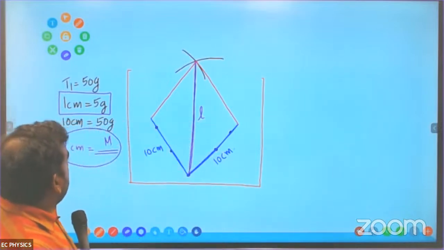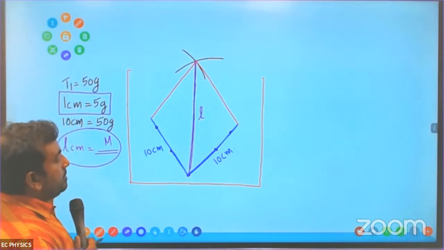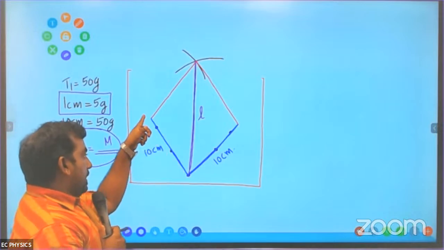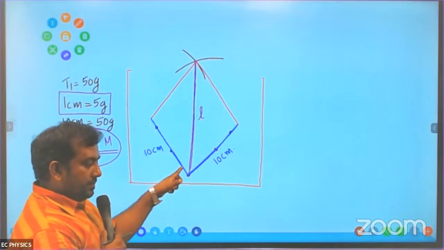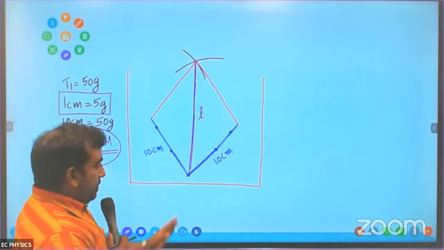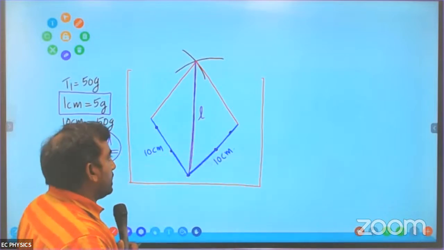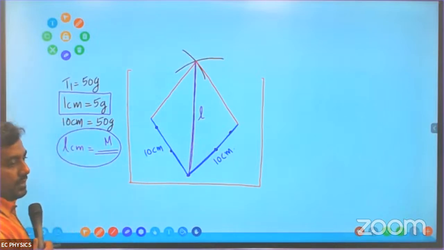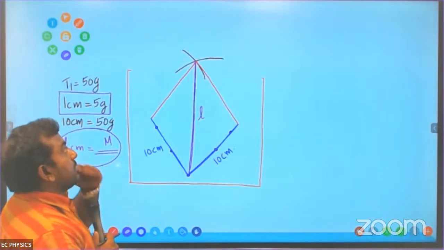Keep writing. We use a suitable scale. And using the ruler, we draw straight line segments proportional to the weight that is hung.